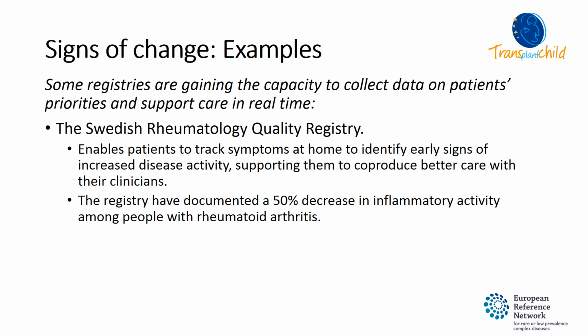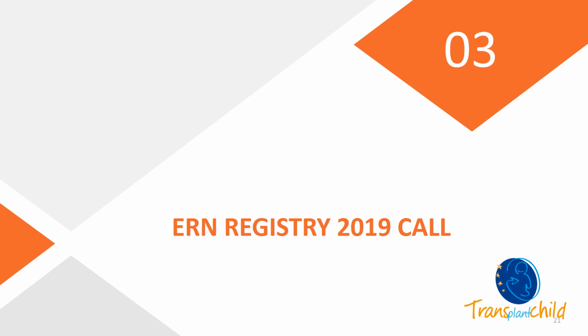I don't want to extend more, but one example of a significant change is the Swedish Rheumatology Quality Registry. In this registry, with the participation of patients and the follow-up of patient outcomes, we have results showing that the registry has documented a 50% decrease in inflammatory activity among people with rheumatoid arthritis. So this is an example that some registries are gaining the capacity to collect data on patient priorities and support care in real time. So we pass to the ARN registry call.